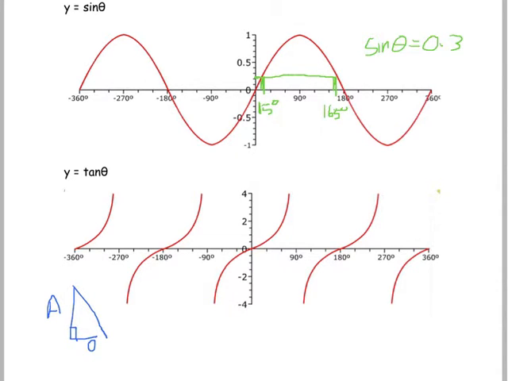And remember from an earlier video that tan of 45 is equal to 1, so tan of 45 is equal to 1, which is around about there.